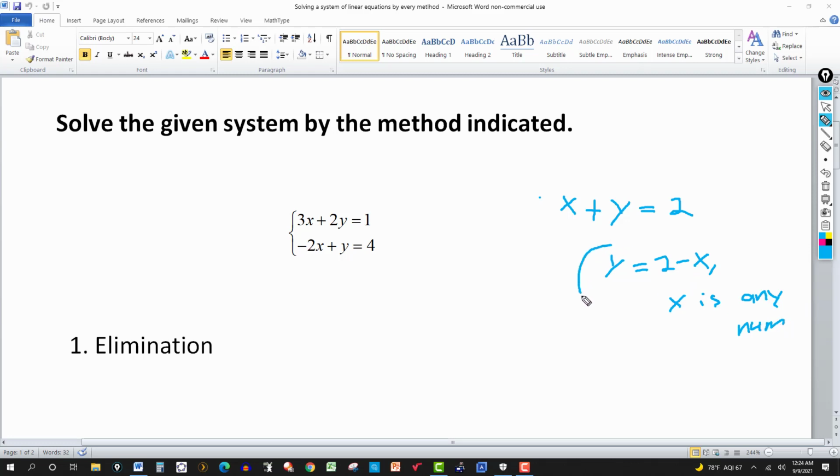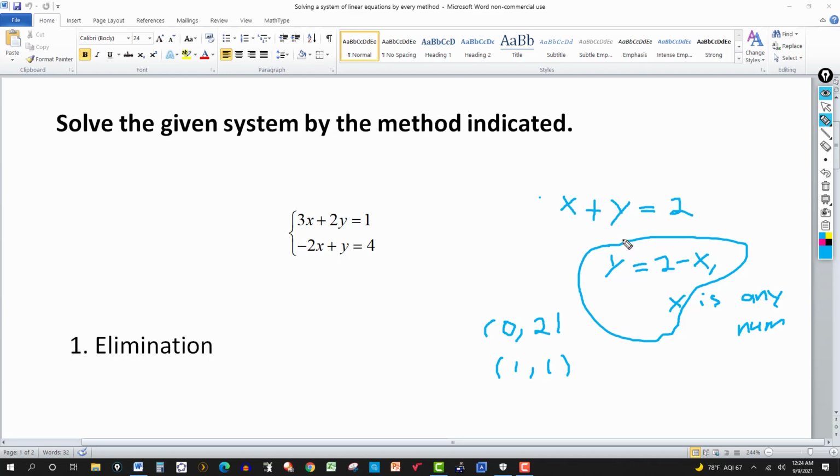And that's basically your solution right here. It's an infinite solution. So if you want to know what are some solutions, you can just pick any number for x. Let x be 0. What's y? 2 minus 0 is 2. Okay, pick another value for x. Say 1. If x is 1, what is y? 2 minus 1 is 1. Those work. 0 and 2 is equal to 2. 1 and 1 is equal to 2.